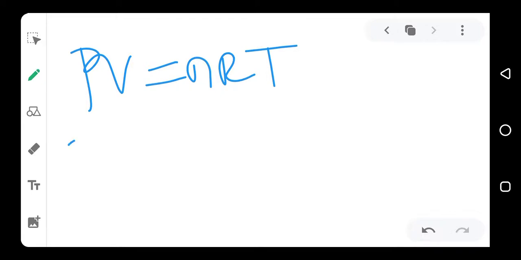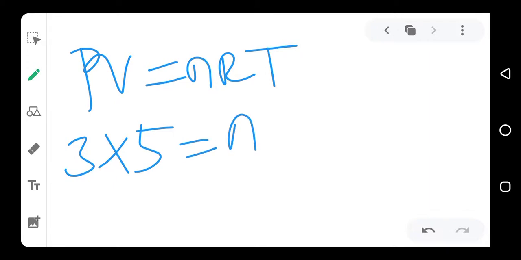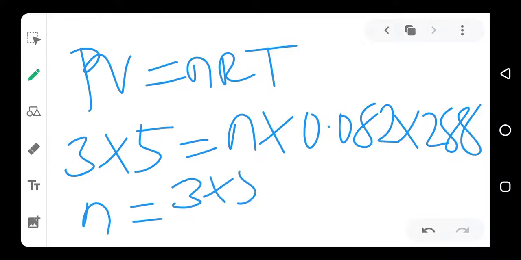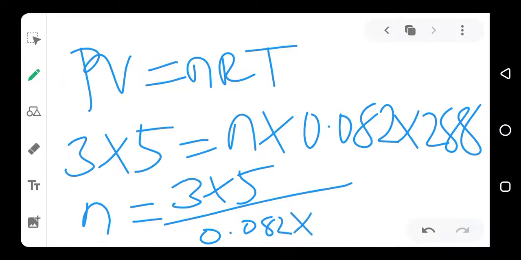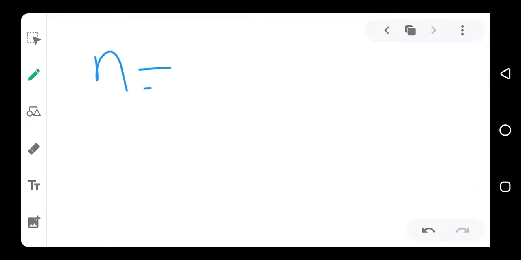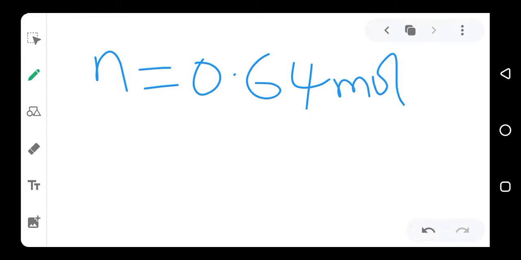Now we use the temperature 288 to solve, and that means that PV is equal to nRT becomes P is 3 atm, times volume is 5, is equal to, we are looking for n, times gas constant given to us is 0.082, times temperature is 288. Now with this, we can say that n is equal to 3 times 5, everything over 0.082 times 288, and this gives us that the value of n is equal to 0.64 moles. So this is the answer to this question.